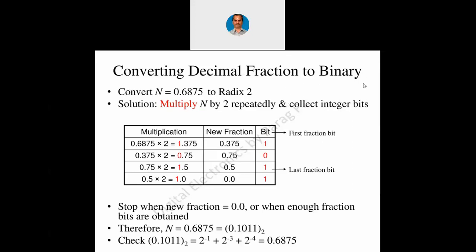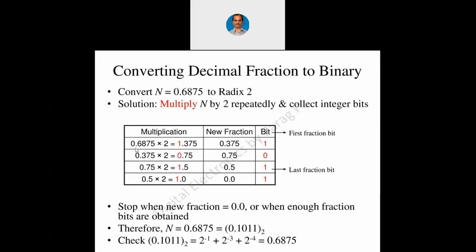Converting a decimal fraction to binary: convert n, for example 0.6875, to radix 2. The solution is to multiply n by 2 repeatedly and collect the integer bits. In the integer conversion, we keep on dividing by 2, and then we go from bottom to top and arrange those bits. That is called the double method. But in the fractional conversion, we multiply by 2 and we go from top to bottom for arranging those bits. It is just the reverse of whatever we did in the double method.